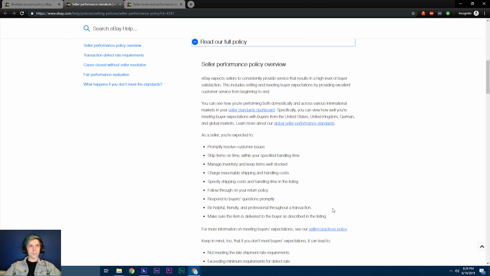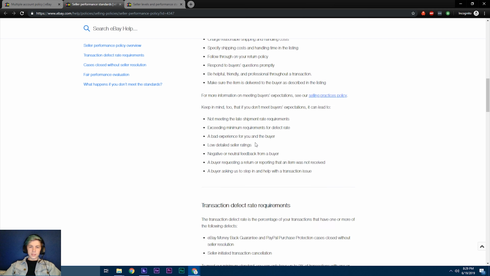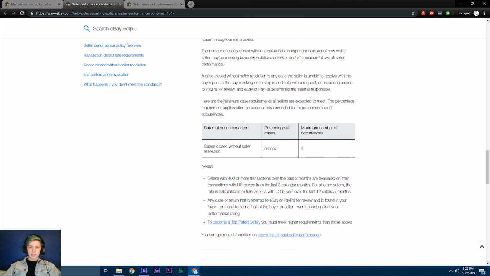It's not very detailed. When you make a new account, it doesn't even show it. But after about a month, it gives you your rank of above standard. And if you screw stuff up, you're going to go below standard. And if you do really well and are meeting all your metrics, then you're going to go to top rated seller. And there's even top rated plus beyond that.